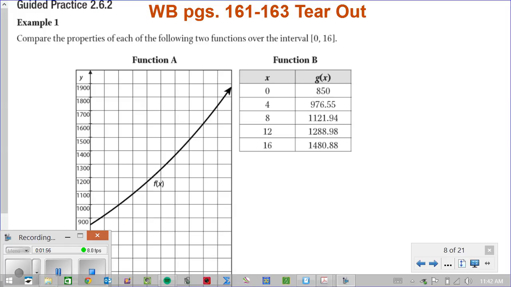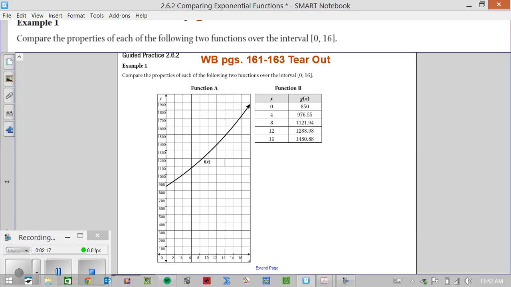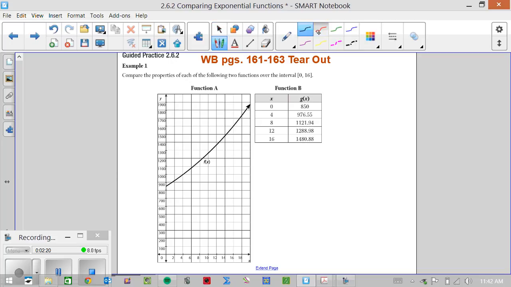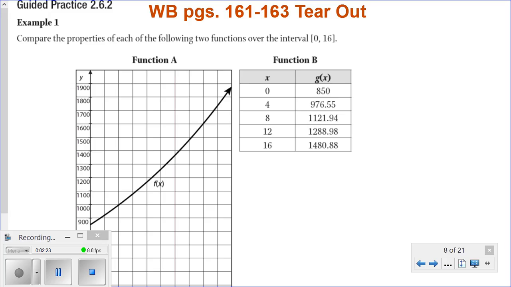All right, so example 1 says, compare the properties of each of the following two functions over the interval 0, 16. Once again, we have two functions given to us in two different formats, except this time they're exponential functions. And we are going to compare the exact same two things. When we compare our functions, we are going to do the same thing we did before, which is we are going to compare the y-intercepts. You can hear the noise it's making, right? And the rate of change.